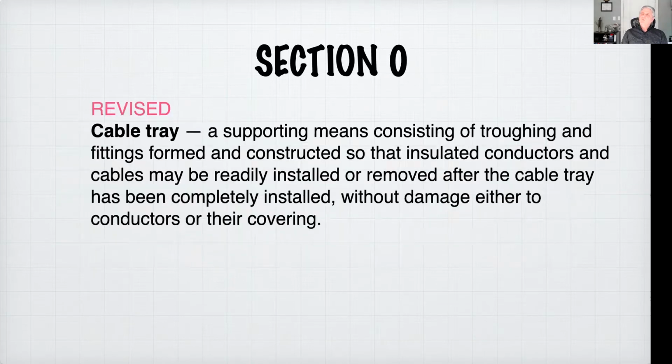This is an interesting one. Cable tray. Cable tray now is a supporting means consisting of troughing and fittings formed and constructed so that insulated conductors and cables may be readily installed or removed after the cable tray has been completely installed without damage either to the conductors or to their coverings. Cable tray previously used to be considered a raceway. Now it is a supporting means.